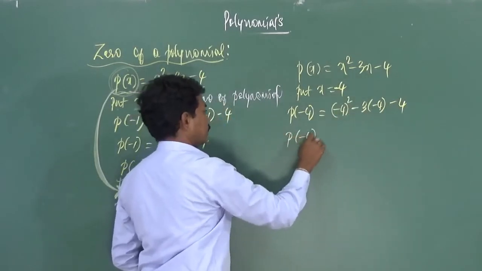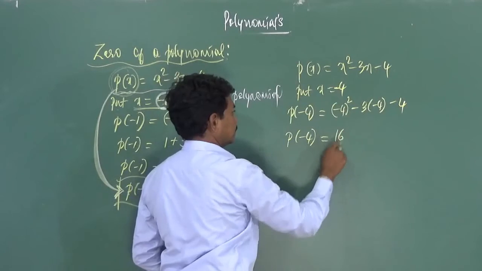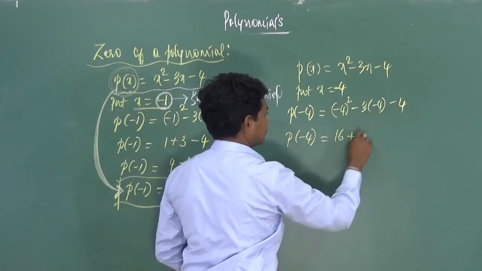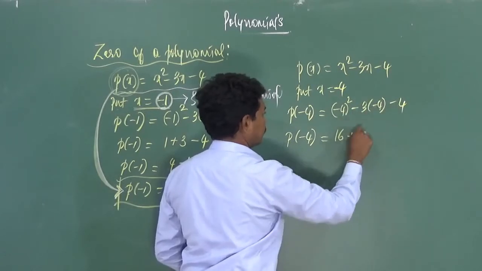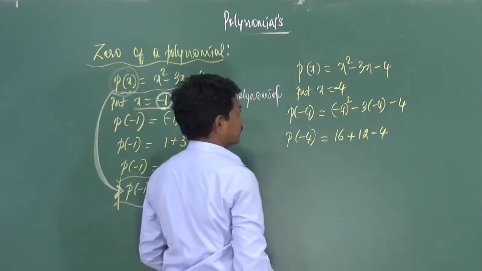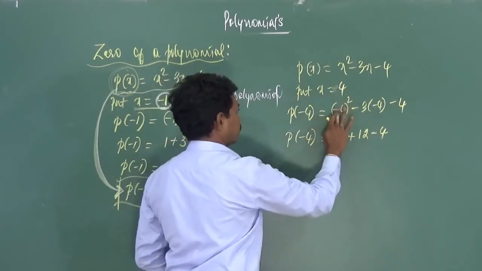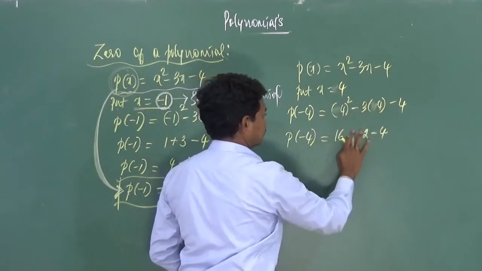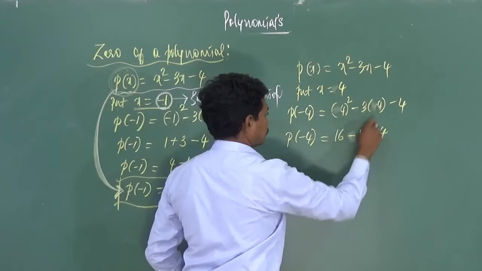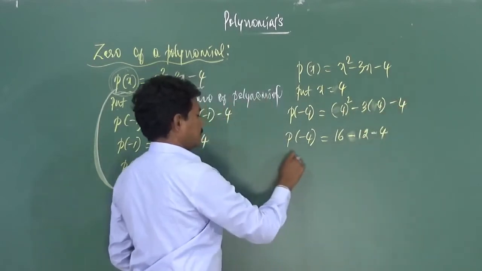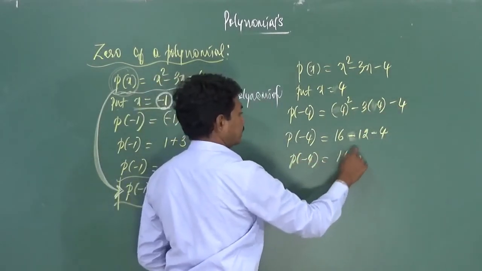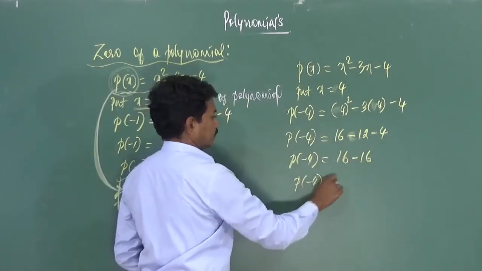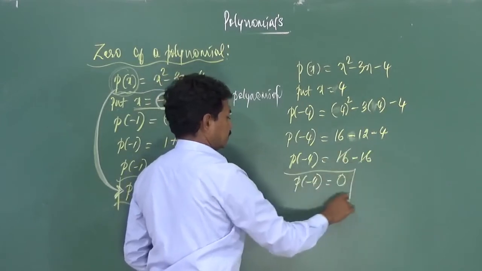So p of minus 4 is equal to minus 4 whole square is 16. Minus into minus is plus, 3 4s are 12, it becomes minus 4. So let us take plus 4. 4 square is 16, minus into plus is minus, so 3 4s are 12 and it is minus 4. So p of 4 is equal to 16 minus 12 minus 4, which is minus 16 again. So it cancels and the value is 0.